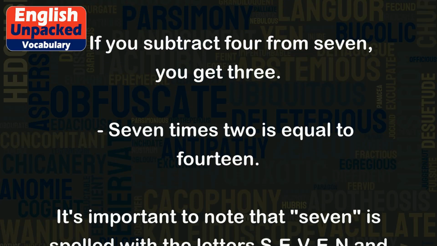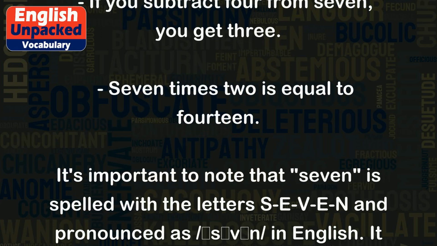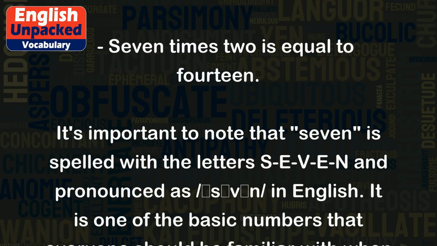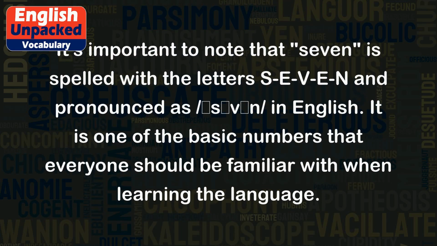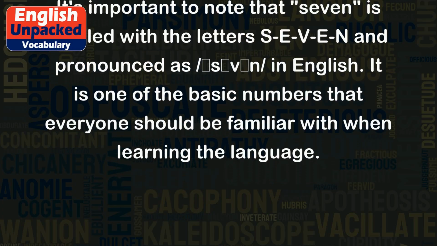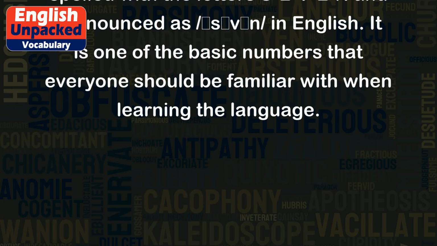It's important to note that 7 is spelled with the letters S-E-V-E-N and pronounced as ʻsɛvən in English. It is one of the basic numbers that everyone should be familiar with when learning the language.